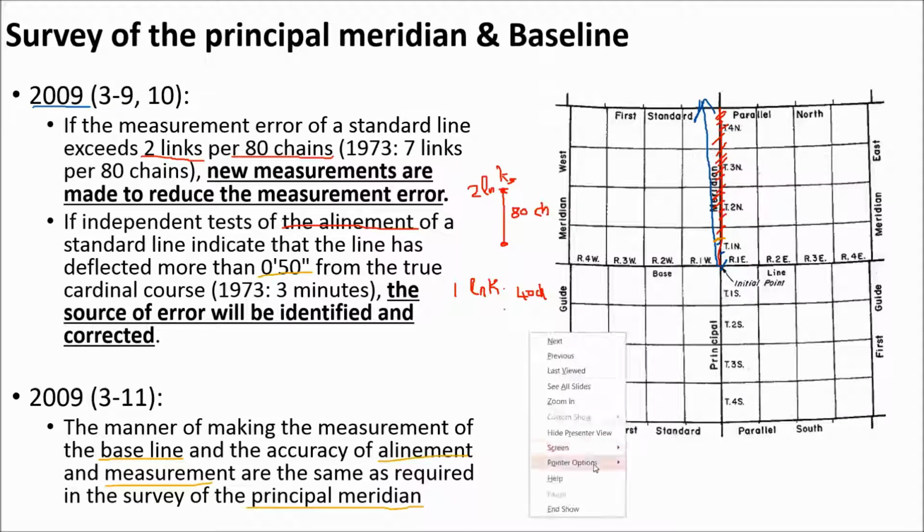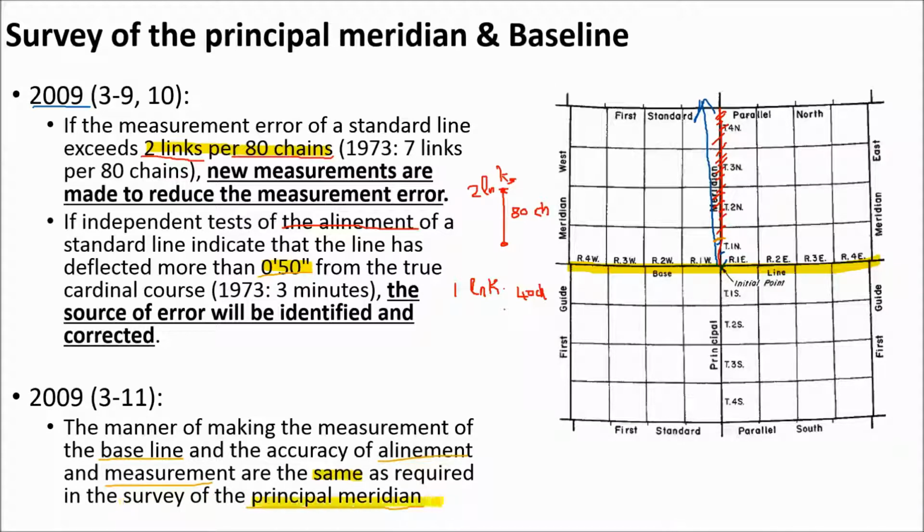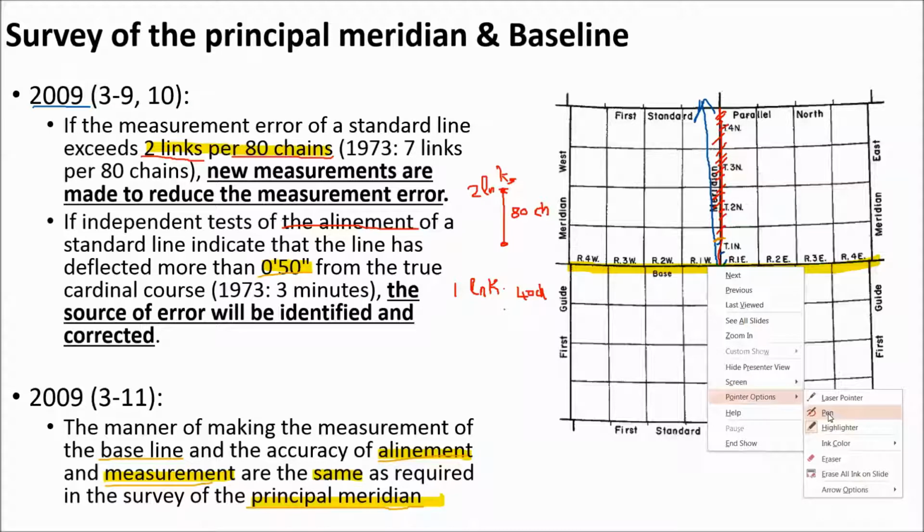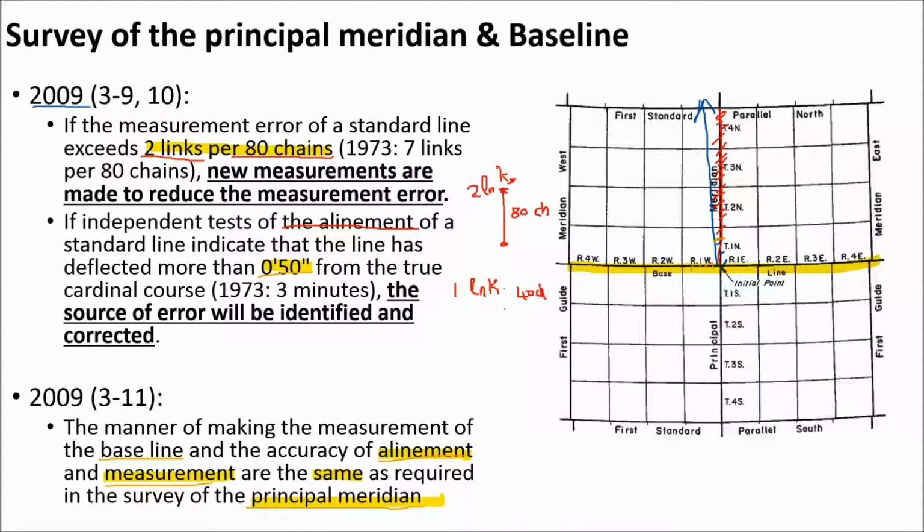So it does describe itself here. What does that mean? That means for the principal meridian, we have to follow the 2 links per 80 chains and the 50 seconds according to the 2009. That is the same. You see the word same as those for the principal meridian, both measurements and alignments. So you survey the area, you find the monuments now on the baseline, and if they are off by more than whatever is given here, the 2 links and 50 seconds, then you need to resurvey before the approval of this patent or before the approval of the map.